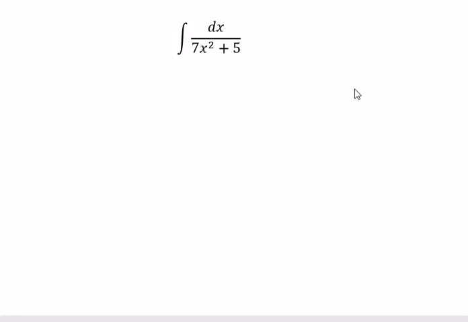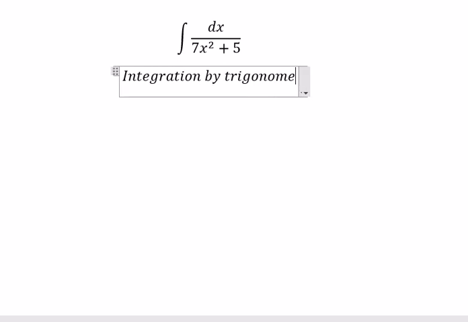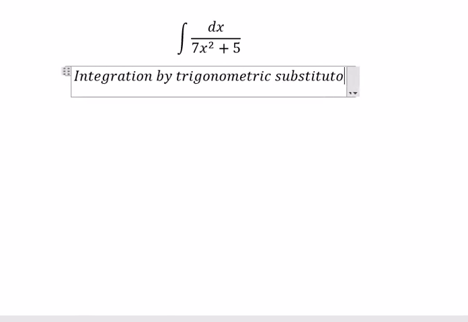The topic today is about the integral. We have the integral of dx over 7x squared plus 5. So I will show you the technique how to answer the question. We need to use integration by trigonometric substitution.